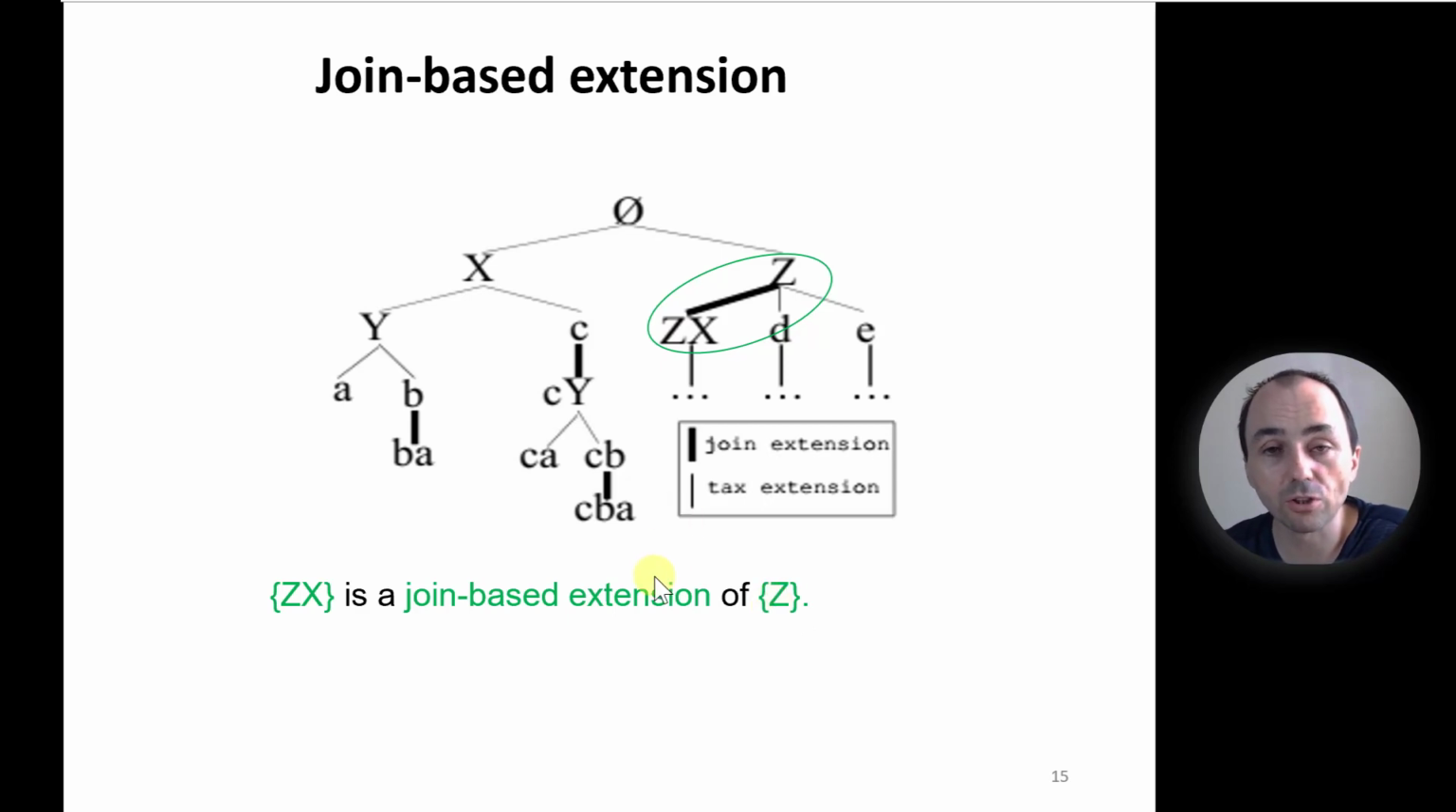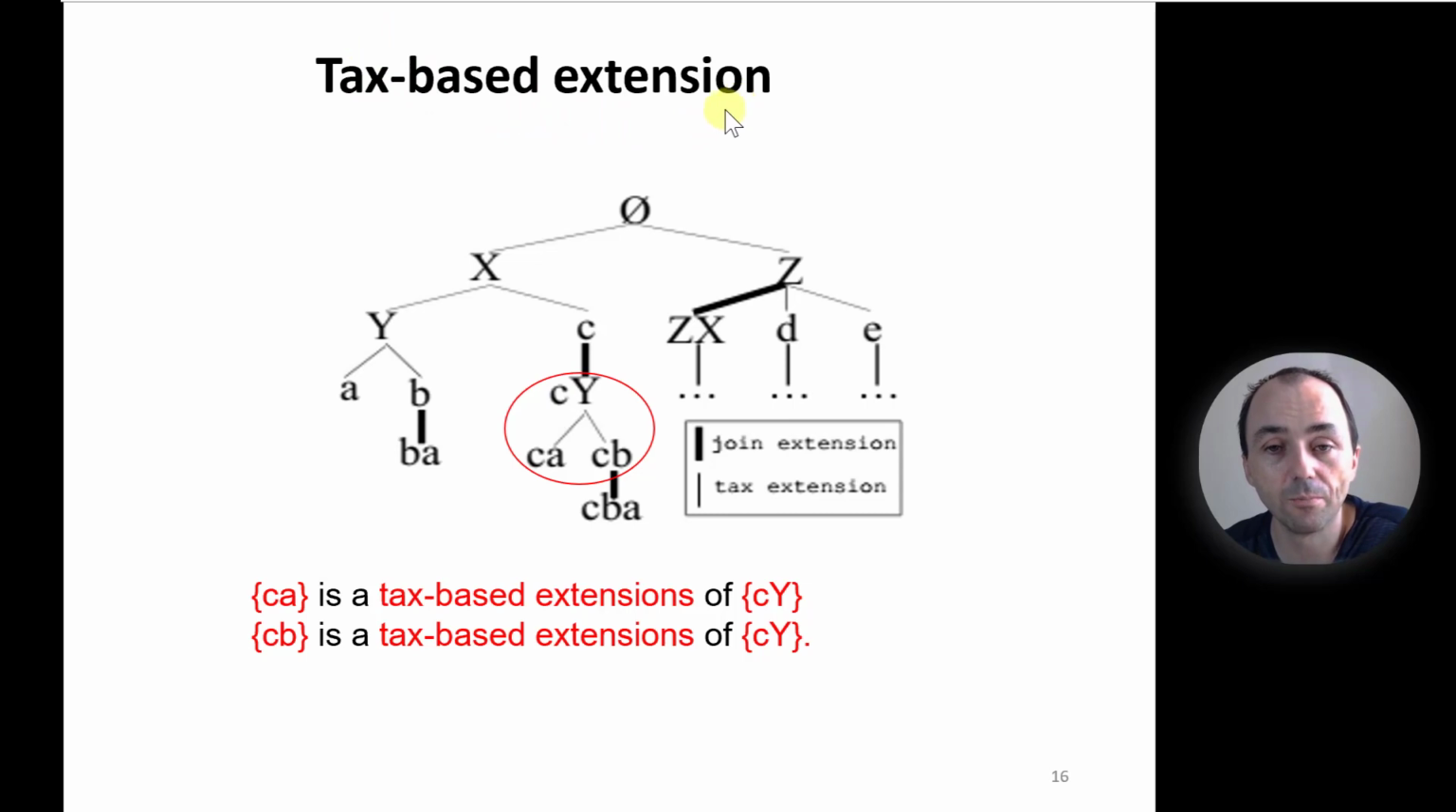The second type of operation I need is the tax-based extension. So let's say you have an item set like CY. Y is a category. So tax-based extension means you use the taxonomy to replace the last item like Y. It is a category. You replace Y by some item that belongs to Y, like A or B. So CY transforms into CA or CB. This is what we call a tax-based extension. You have a category and you replace the category by a more specialized item like A or B for Y. So the algorithm will use these two types of extension to search for the cross-level high-utility item sets.